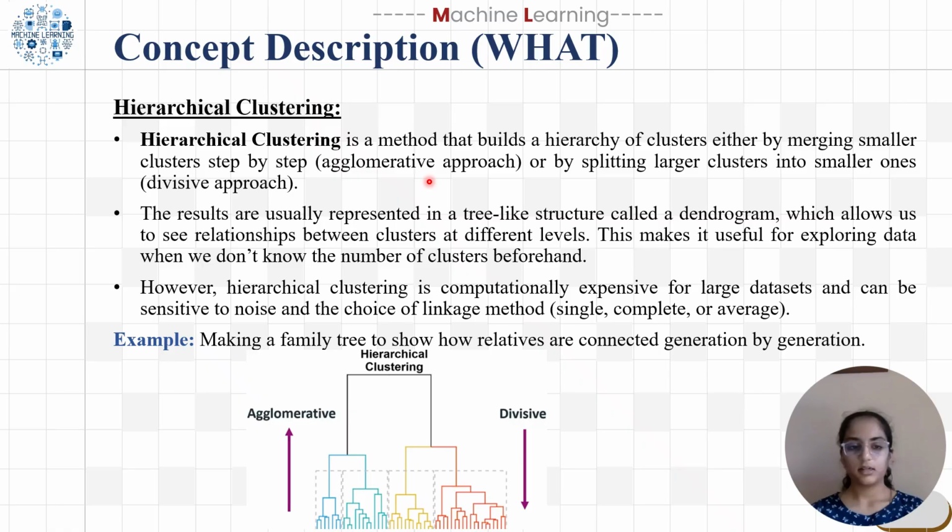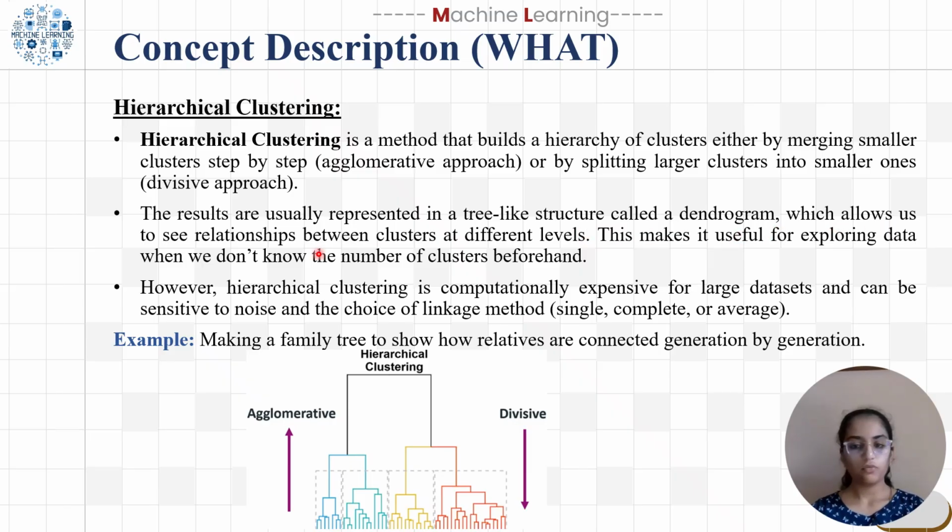So basically, hierarchical clustering builds a tree in which there are two approaches. First is by merging smaller clusters step by step, or we can say it divides the big cluster into smaller ones. Here we can see a diagram in which it is represented. Here agglomerative is making the smaller clusters into big, and divisive is making the bigger cluster into smaller ones.